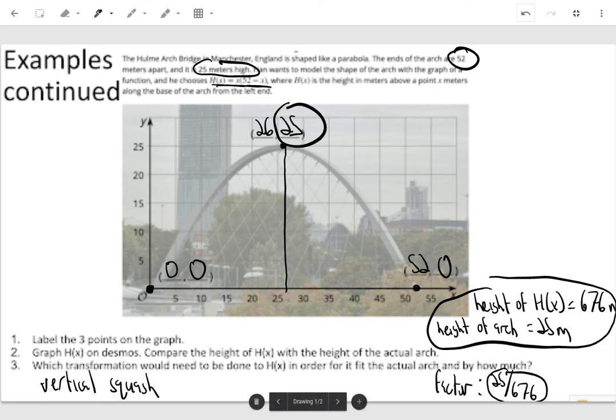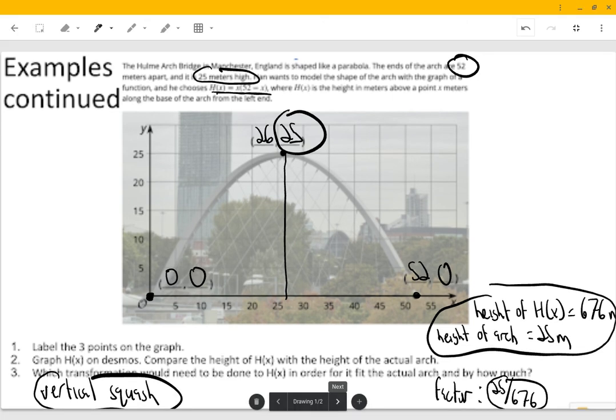Again, I get the factor by doing ending number divided by starting number, not the other way around. So ending number divided by starting number. So I wanted the graph to be at 25 meters, but it started at 676 meters, so 25 divided by 676. So to answer number 3, which transformation would need to be done to h of x in order to fit it to the actual arch? That transformation would be a vertical squash. And by how much? That how much would be a factor of 25 over 676. And that is it for lesson 8.